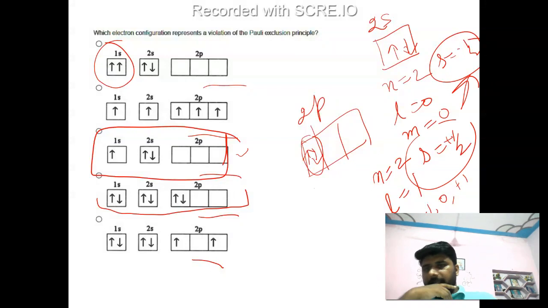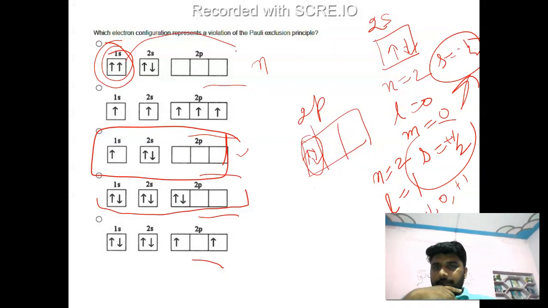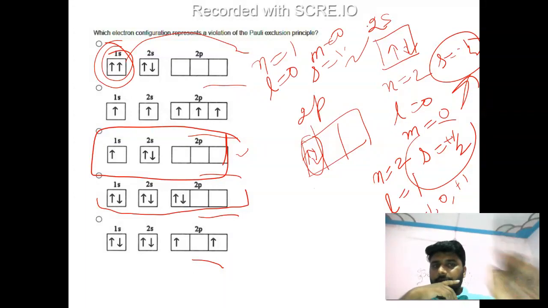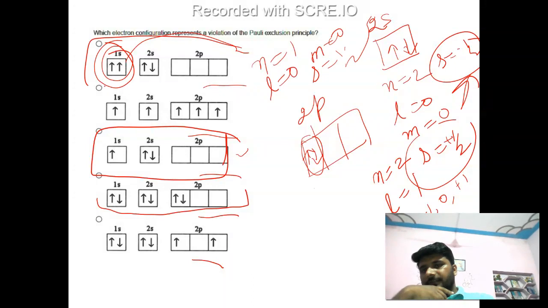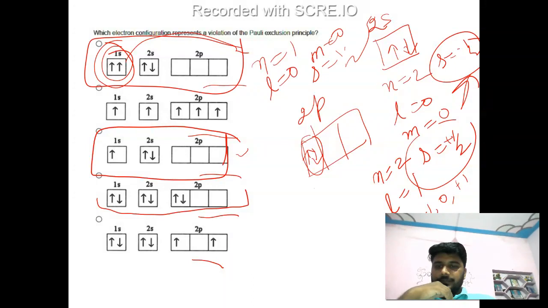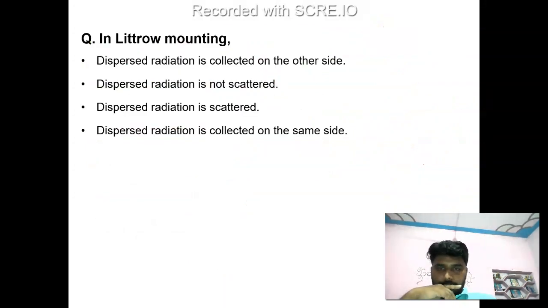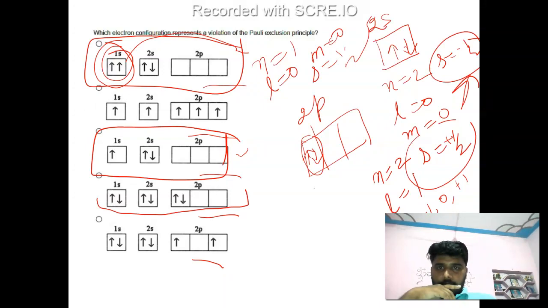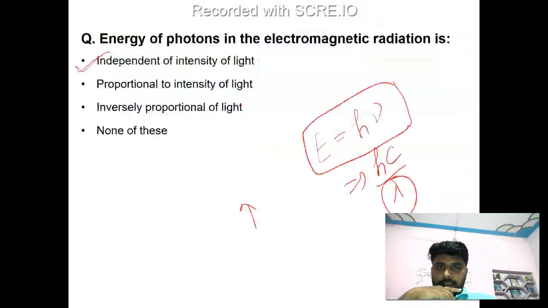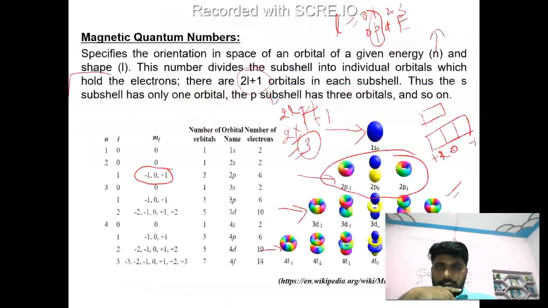Yes, for A, n will be 1, l will be 0, m will be 0, and s will also be the same for both the electrons. So this first option will violate the Pauli exclusion principle, right? I have already explained it. This one.